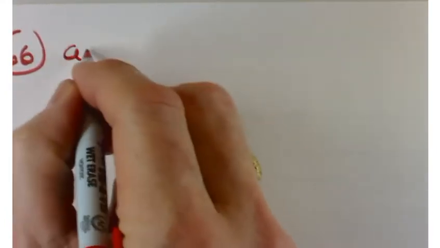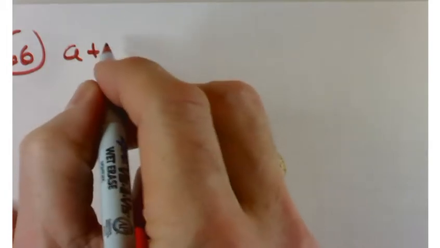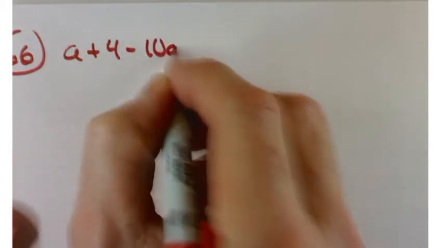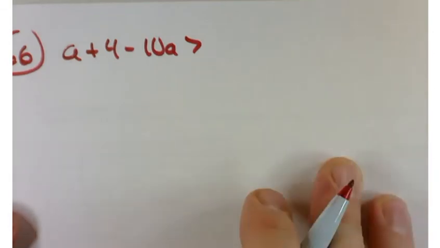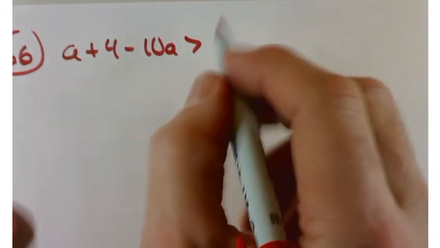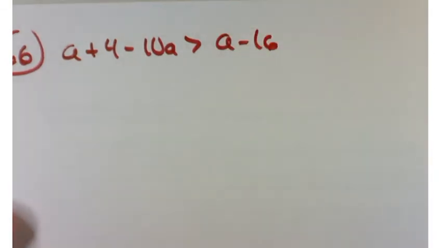So 66 gives you a plus 4 minus 10a is greater than a minus 16.